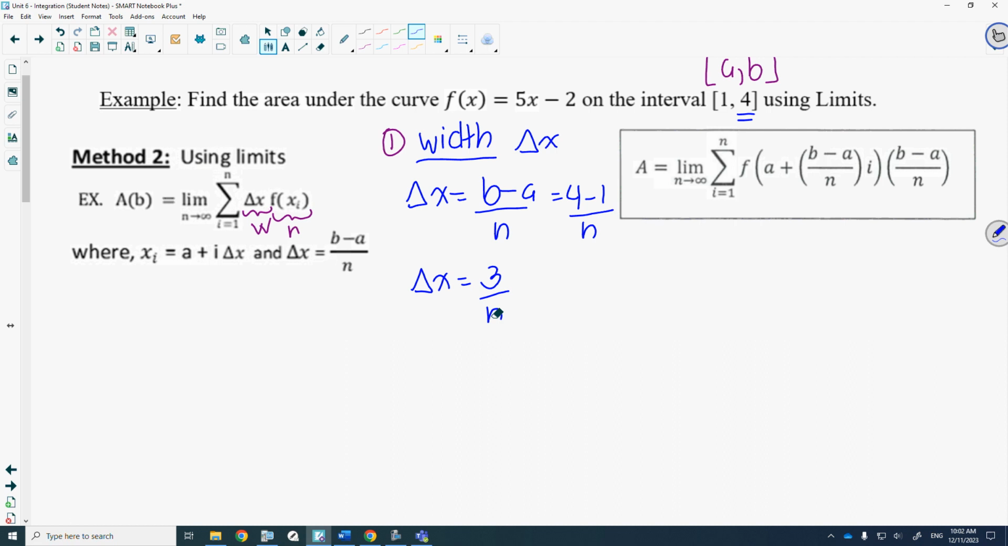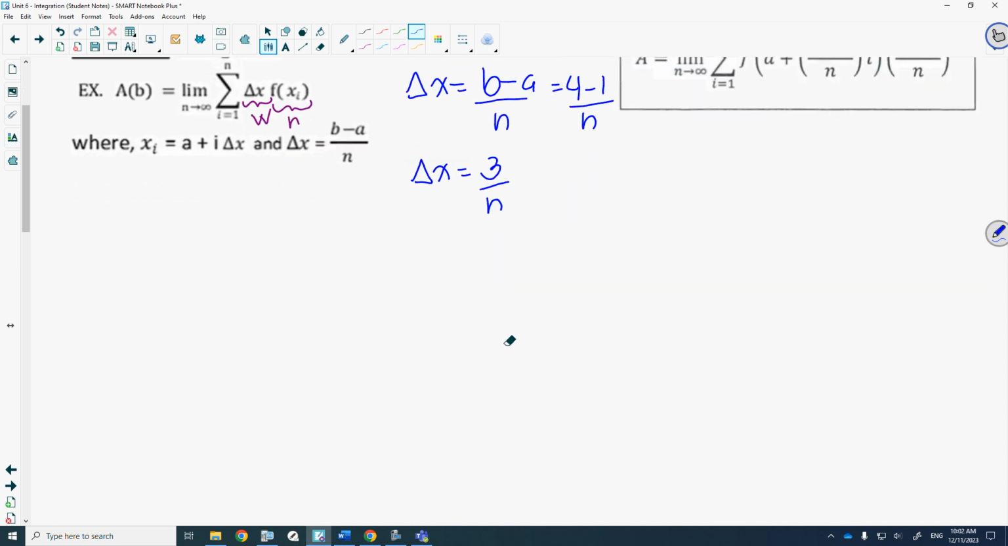So just think about this for a second. If I give you 3 rectangles, 3 divided by 3 would give me a width of 1 unit per rectangle. What we're going to do though is try to have infinite rectangles. So the number of rectangles would be infinity. 3 divided by a really big number is going to give us a width that will approach 0. The more rectangles we can get, the more accurate our representation of area will be. So width is the first thing we always want to calculate.